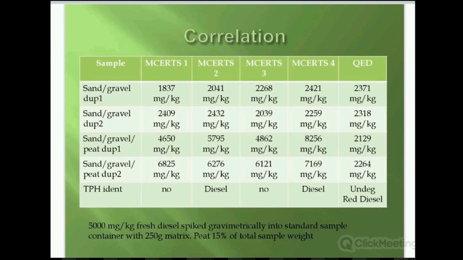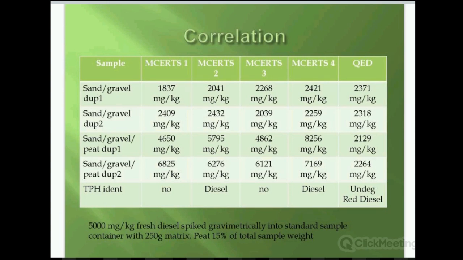And 2 of the labs were able to identify the sample as diesel, and the QED was actually able to identify it as undegraded red. Now, you can see that the values are significantly lower than the 5,000 milligrams per kilogram that everyone was expecting, apart from where there's peat present.